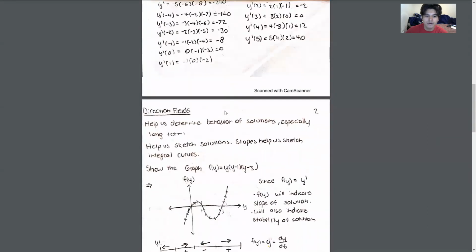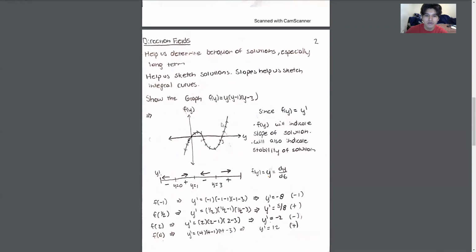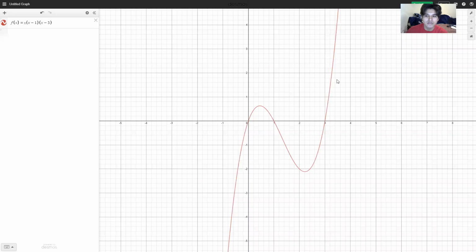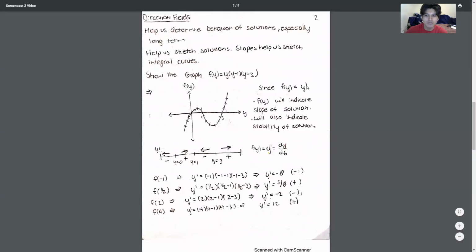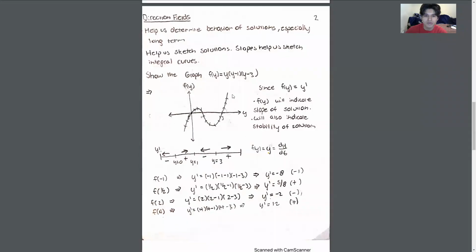Moving forward, here I decided to graph this function right over here. In doing so, I got this graph, which is the same as this. Here, f of y is equal to y prime, so this graph is basically graphing what y prime would be as a function of y. What that means is that y prime is going to be positive whenever it is above the y-axis, and y prime is going to be negative when it is below the y-axis.